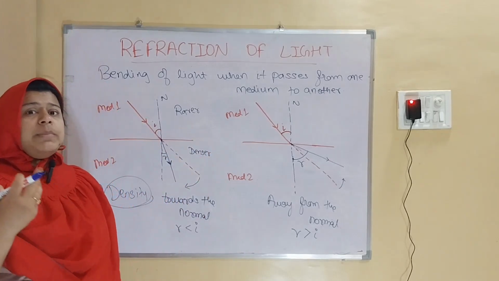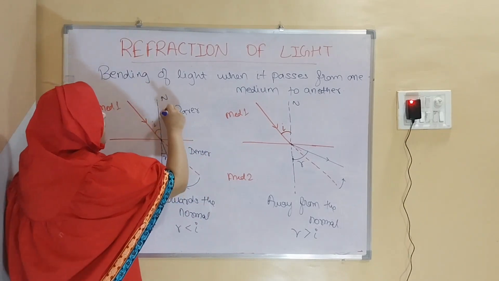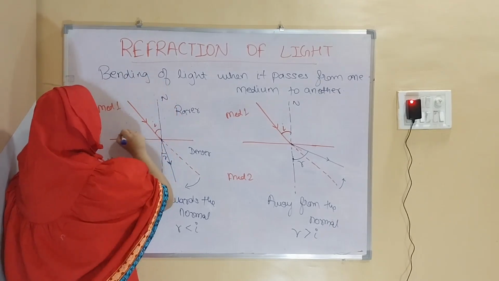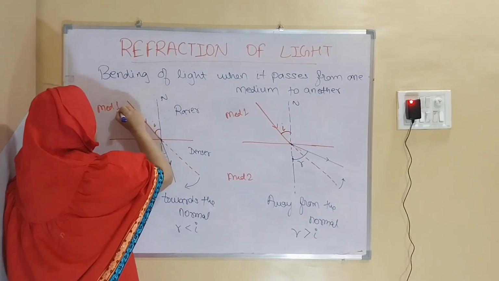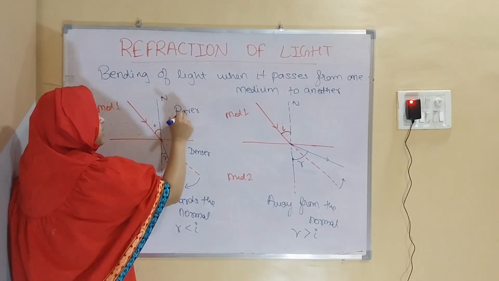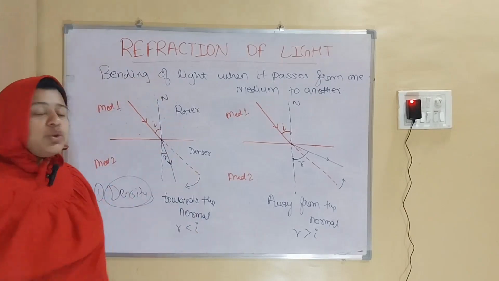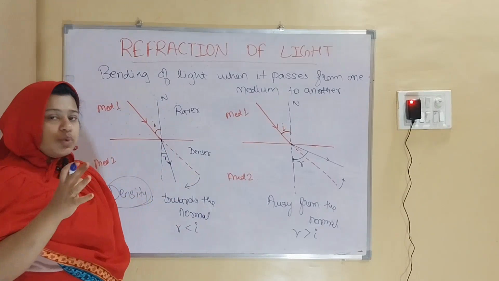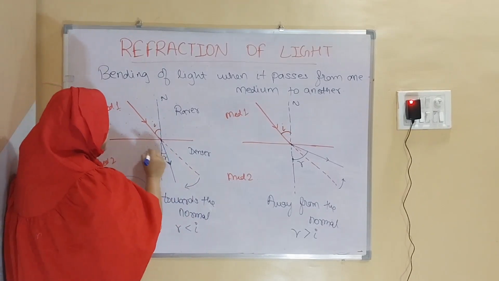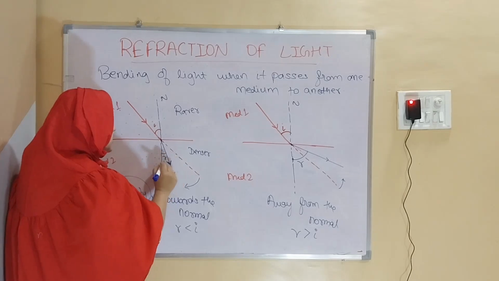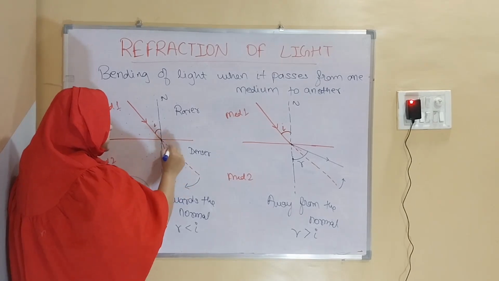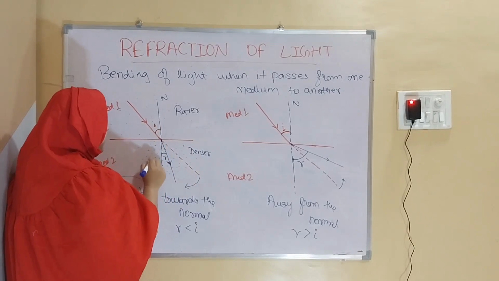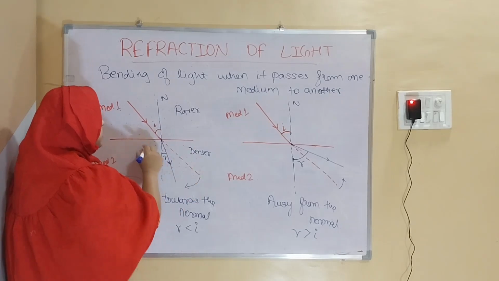Rarer medium, what do you mean by rarer medium? The particles in a rarer medium will be loosely packed, very far away, दूर रहेंगे. एक rarer medium में जो particles है medium के, वो क्या रहेंगे? दूर. And in a denser medium, the particles of the medium, वो कैसे रहेंगे? वो पास में रहेंगे as compared to that of the rarer medium.